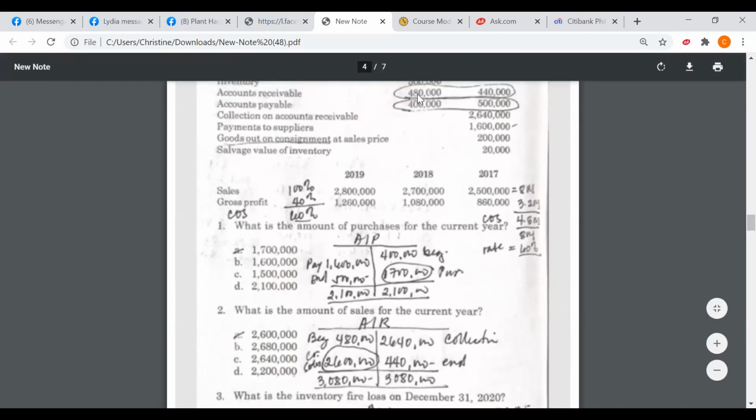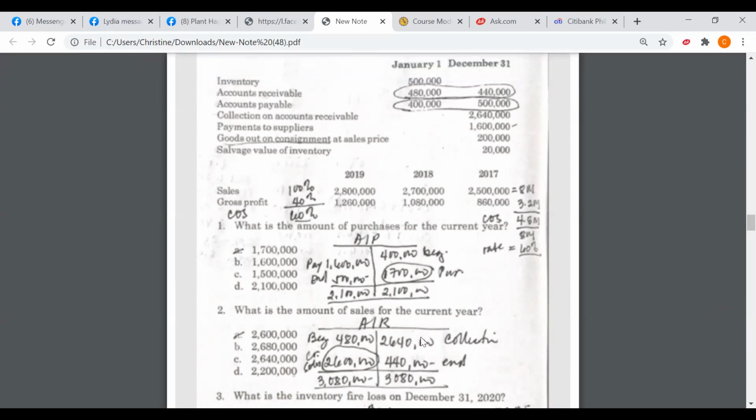Your receivable, we have 480 and 440 as ending. So receivable is an asset, so it is normally debit. So our beginning is here. So that's beginning. Your ending must be on the credit side. Then when we collect, it's credit receivable because your entry for collection is debit cash and credit accounts receivable. So that's collection 640.